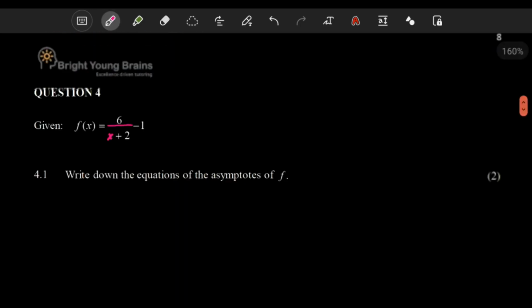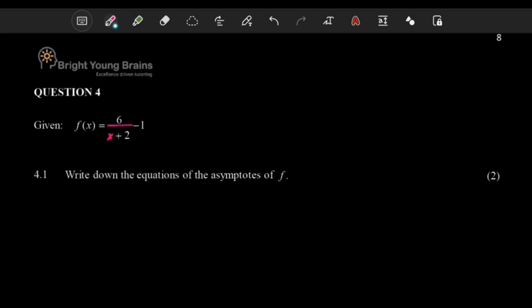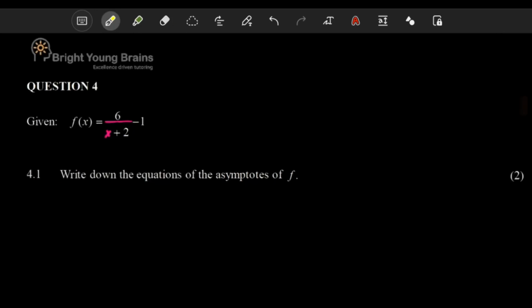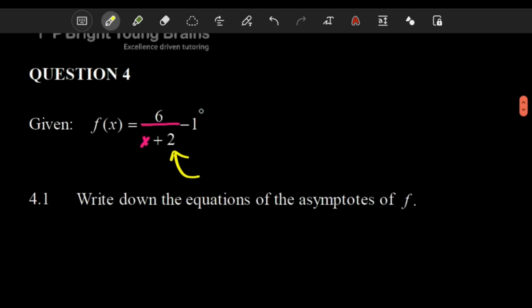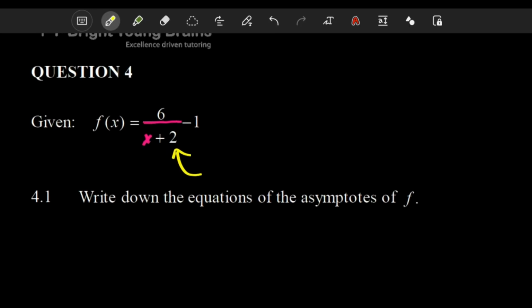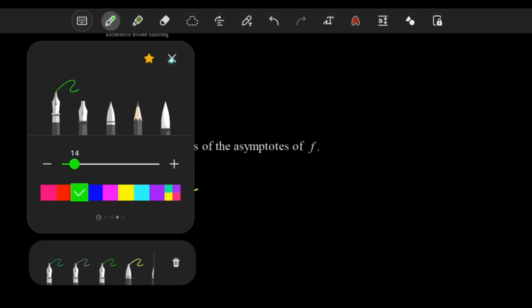If you look at the first question out of 2, they said write down the equations of the asymptotes of f. You just need to know your standard form. The opposite of this number always gives you the equation of the x asymptote. So you always take the opposite. Your first equation will be x is equal to -2. It's a rule of thumb: you always take the opposite of the x.